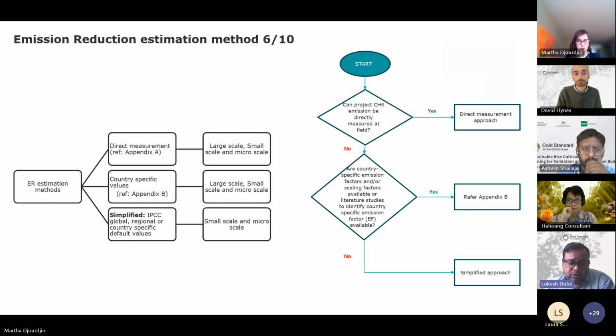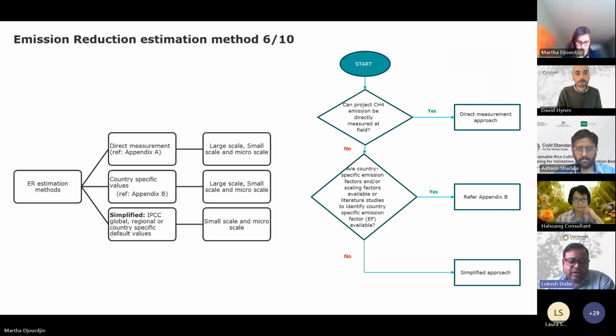They will have to demonstrate that the direct measurement is not possible because of various factors. Maybe approach to the reference field is not there, or necessary laboratory facilities are not available in the host country, and so on. And then they can use the country specific values. These direct measurement and country specific values are also popularly called tier 3 and tier 2 respectively.